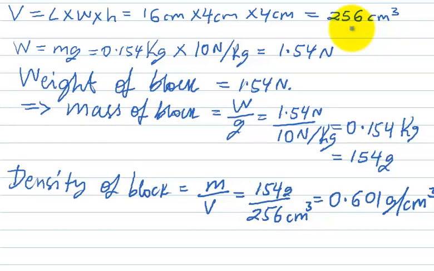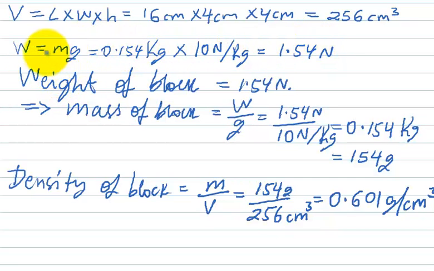The next task is to find the mass of the same block. This comes from the fact that the block is floating. We immediately recall the law of flotation, which states that if a body is floating in a fluid, in this case a liquid, then the weight of the liquid displaced will be equal to its own weight in air. Now we are given the mass of the liquid displaced, which is 154 grams.